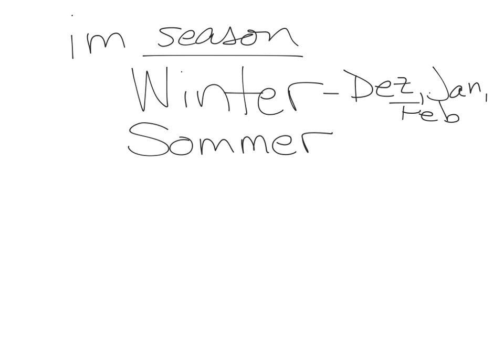Okay, so Sommer, which 3 months would we count as summer? Okay, June, July, August. Now, how do you say them in German? Juni? Yep, Juni, Juli, and August. You got it.